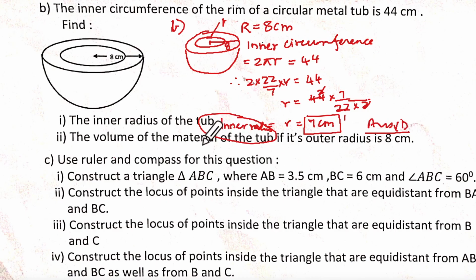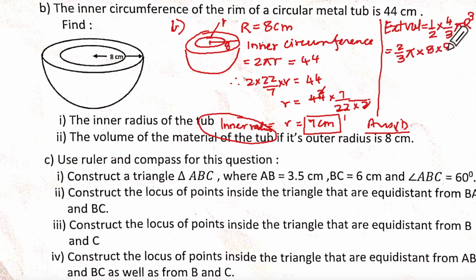Okay, then the volume of the material of the tub if the outer radius is 8. So for that you will need external volume and internal volume. Write them separately. External volume equals what? Hemisphere, no? So it will be half into 4 upon 3 pi big R cube, which is equal to 2 upon 3 pi into 8 times 8 times 8. Agreeable to you?